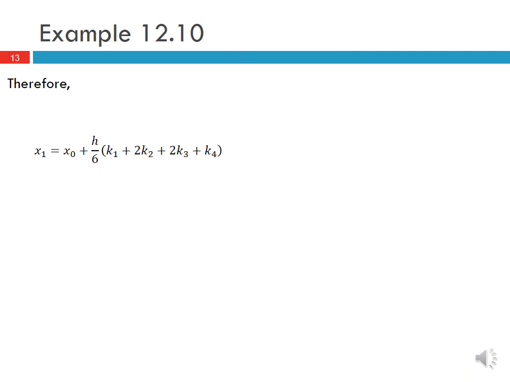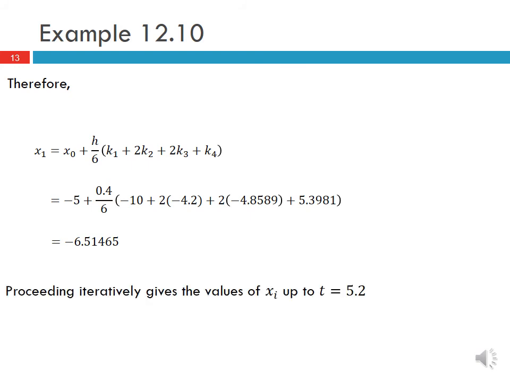So now x1 is equal to x0 plus h over 6 times this combination of our k's: k1 plus 2k2 plus 2k3 plus k4. So we can just plug in all of the values that we calculated on the previous slide, and we find that x1 is equal to minus 6.51465. So we can continue marching it through time to find all the values of x up to, in this case, t equal to 5.2.